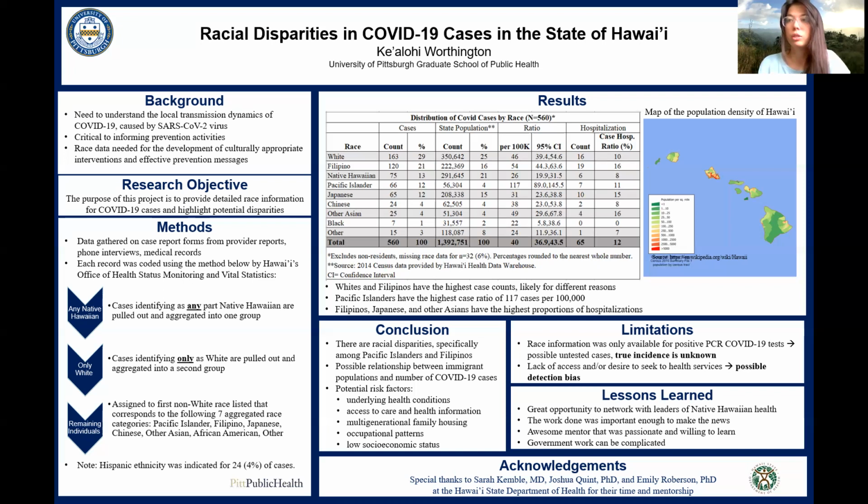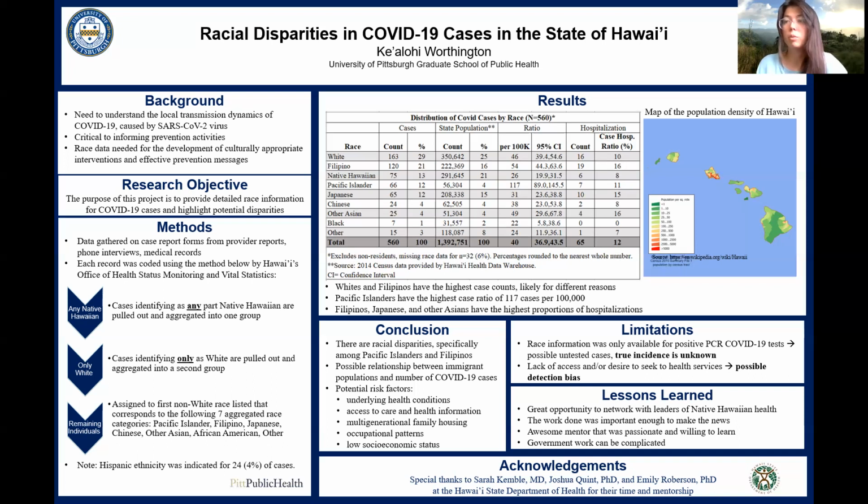The next thing you do is you just aggregate anyone that is only white. So anyone that only identifies as a white race is taken out and labeled as white. The remaining individuals, who are people like myself, who are part white and part some other ethnicity, are assigned to the first non-white race listed that corresponds to the following 7 aggregated race categories, which includes Pacific Islander, Filipino, Japanese, Chinese, other Asian, African American, and other.